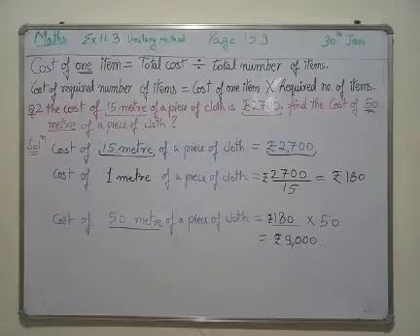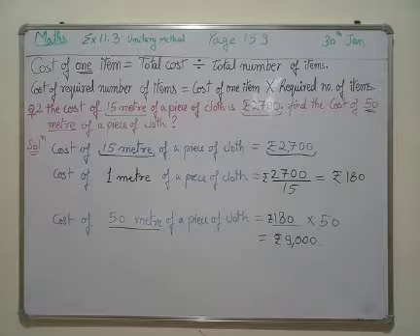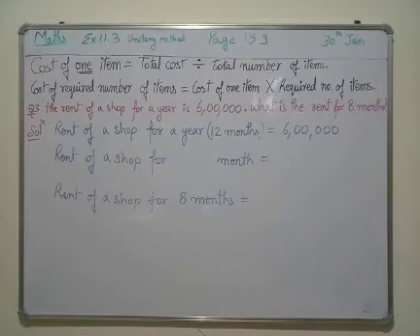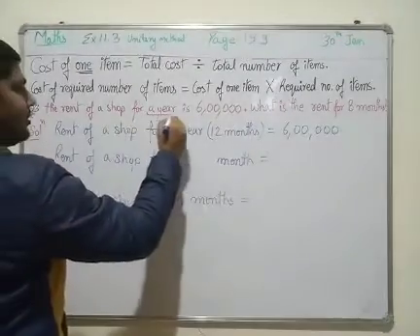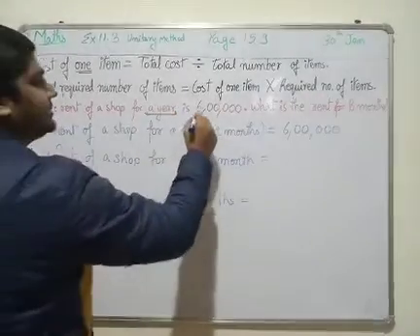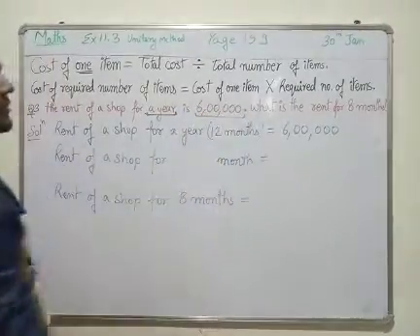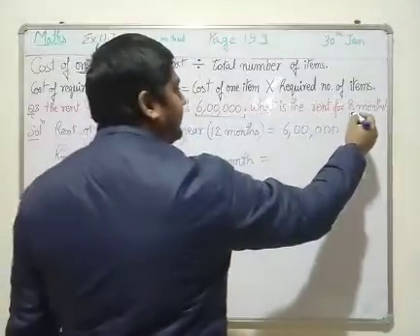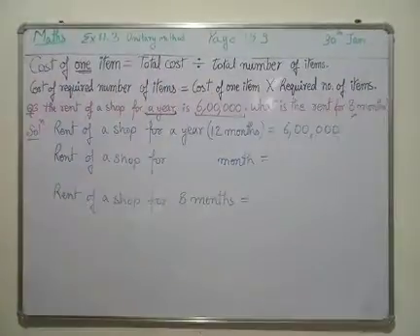Now the question number 3 we will solve. The question number 3 is the rent of a shop for a year. Year means एक साल. 1 year is 6 lakh. Then what is the rent for 8 months?